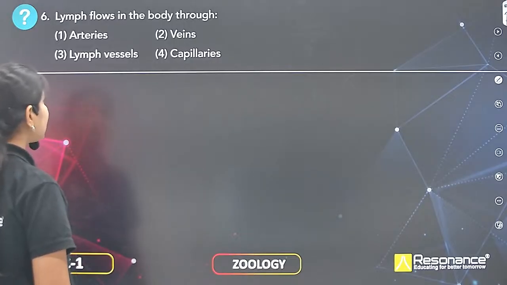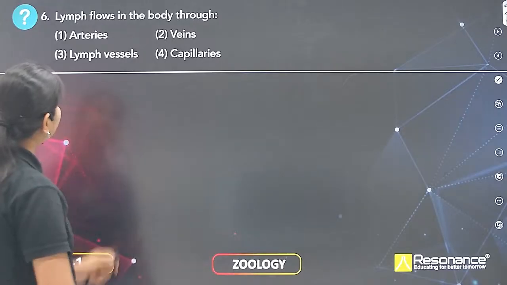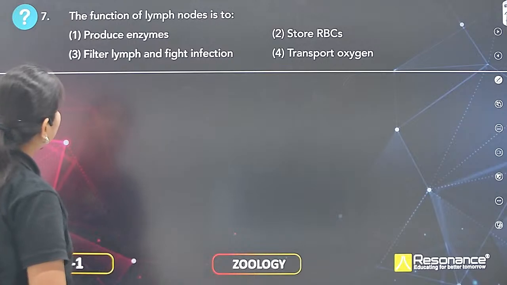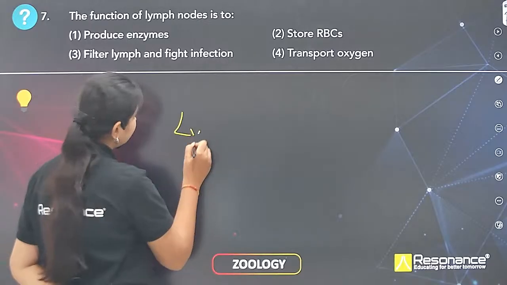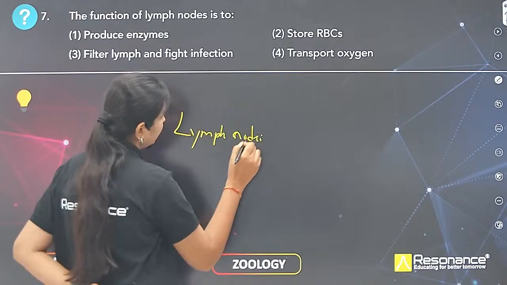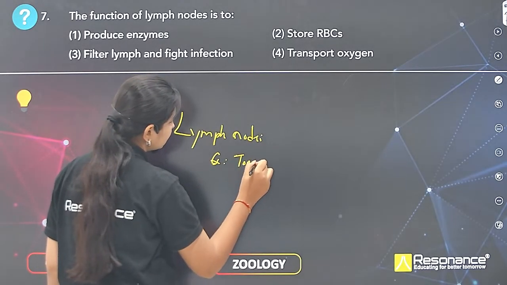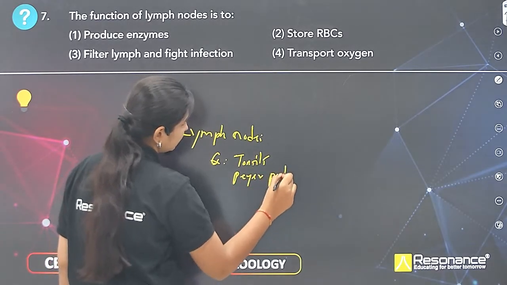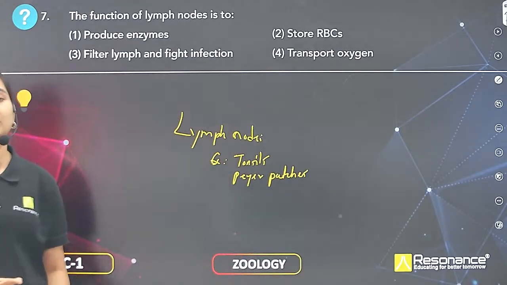Now, lymph flows into the blood through what? How exactly does it flow? It flows through the lymph vessels. Next, what is the function of the lymph nodes? Now what exactly are the lymph nodes? What are examples of lymph nodes? We have the tonsils, right? You have the Peyer's patches, right? Got my point? You have these tonsils, you have these Peyer's patches.